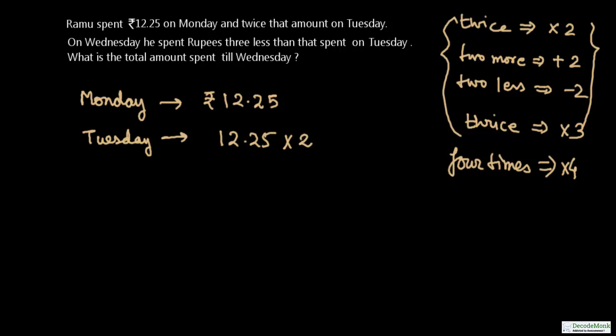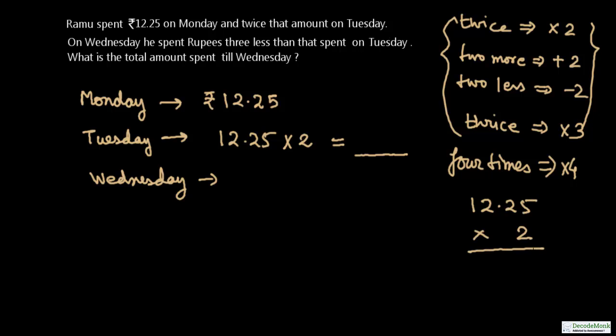And coming to the question, on Wednesday it is given that he spent 3 less than that spent on Tuesday. So we will subtract 3 from the amount we get over here. First of all, on Tuesday, Ramu spent 12.25 multiplied by 2. So we have to multiply this.